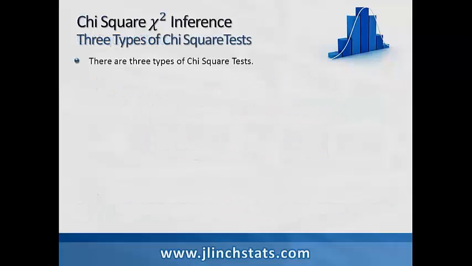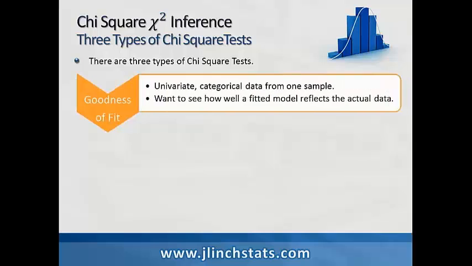Now there's three types of Chi Square tests. Our first test is a goodness of fit test. Now in a goodness of fit test, we use univariate categorical data from one sample. We want to see how well a fitted model reflects the actual data. So a goodness of fit test will tell us whether the model is really reflected by the actual data that we use in our particular sample.